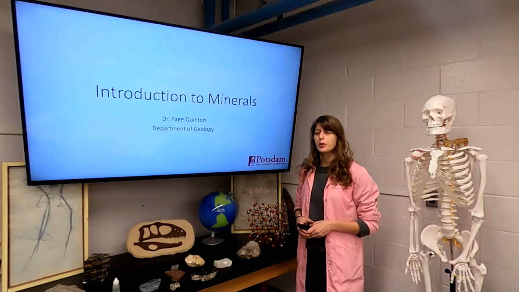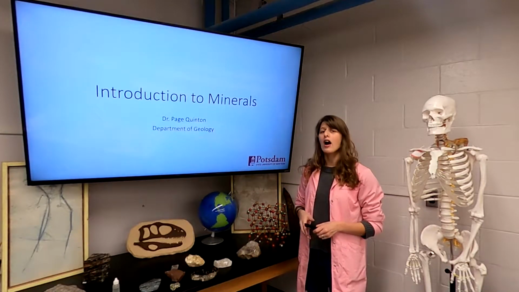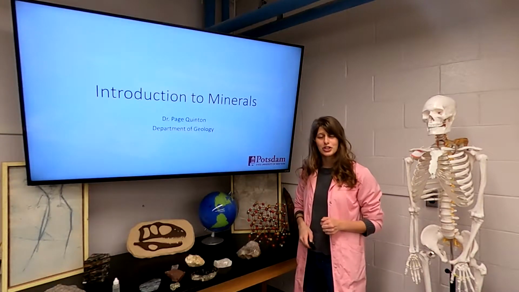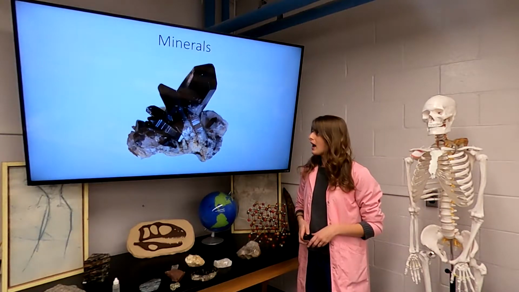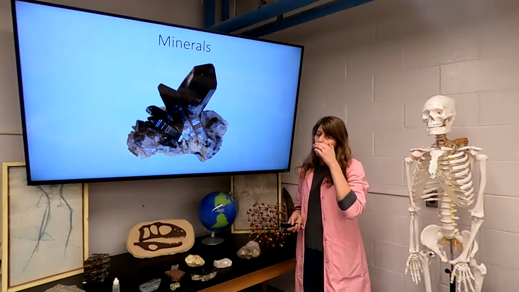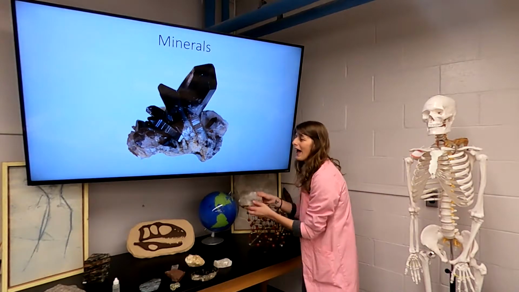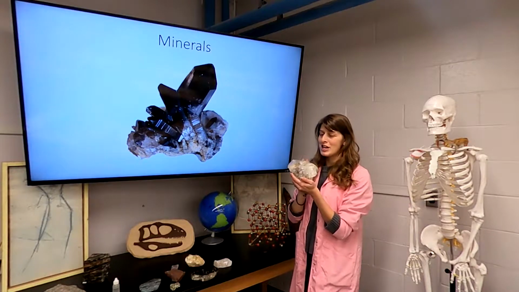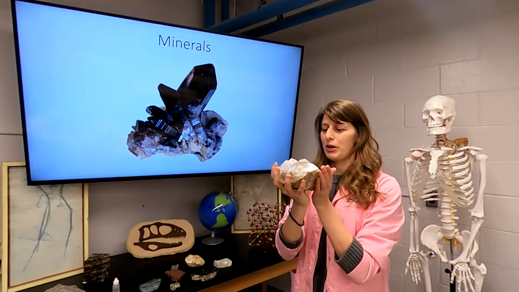And today I want to talk to you a little bit about minerals and how we identify them. First question is, what is a mineral? I have an image here of a mineral called quartz. I also have a hand sample of a nice quartz mineral.